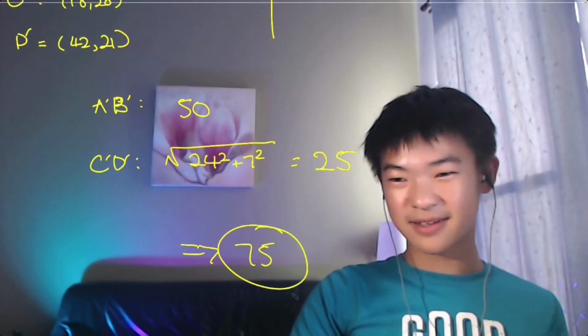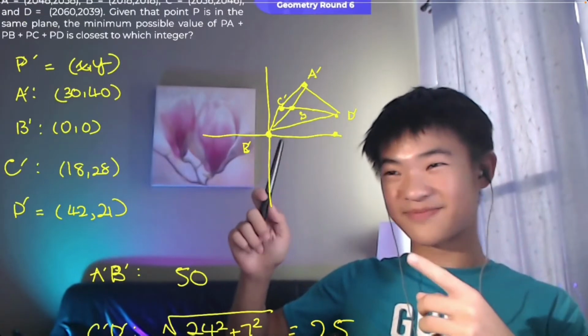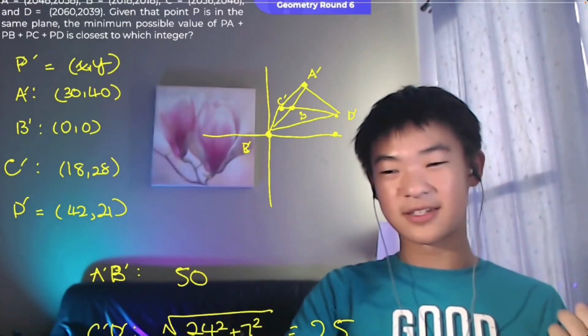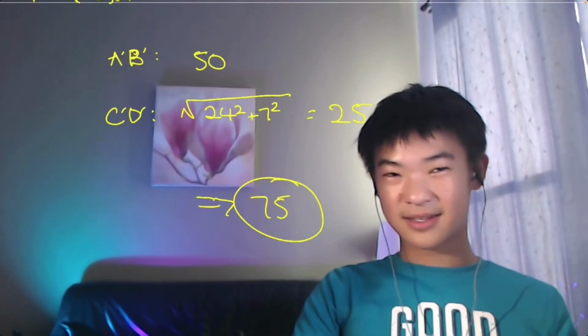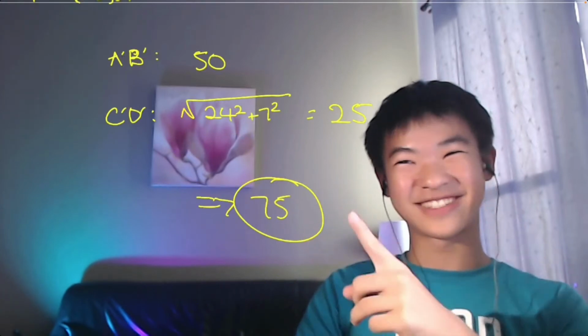And as we said earlier, if P is anywhere else, by triangle inequality, it'll be greater than if P was the intersection of the diagonals. So I think the answer should be 25. Yeah. It should be 75, not 25.